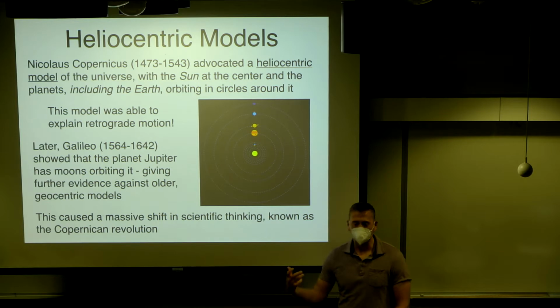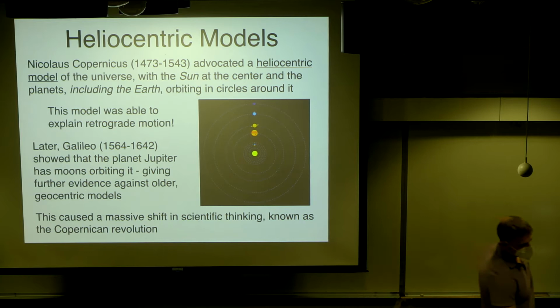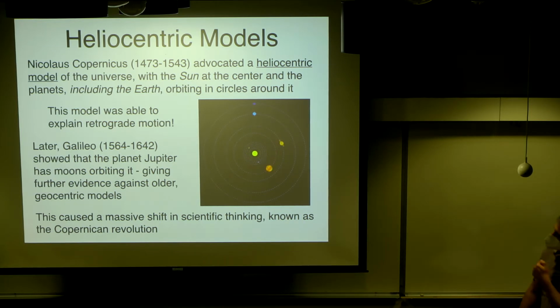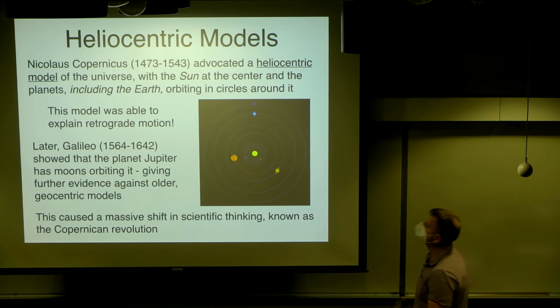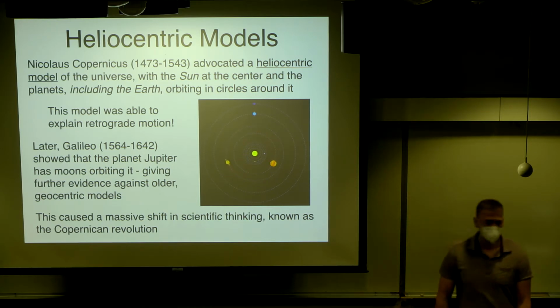Because it kind of knocks us off our pedestal, right? We're not in some kind of special place. We're not at the center of everything, right? We're just another planet like all these other planets. All right, so this is our heliocentric model: Sun at the center, all planets going in orbits around the sun.